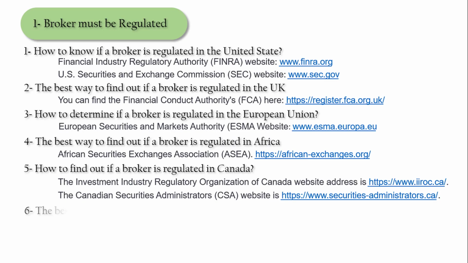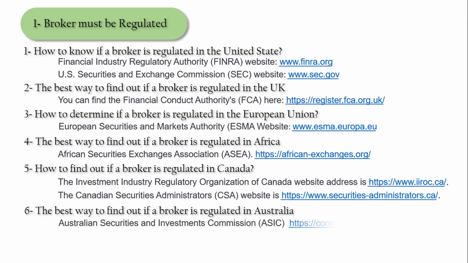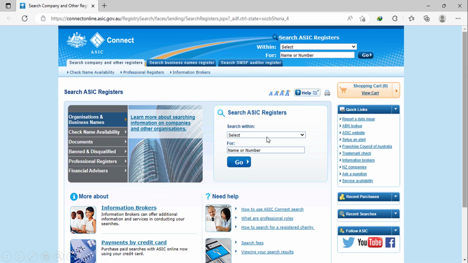6. The best way to find out if a broker is regulated in Australia is to check the Australian Securities and Investments Commission (ASIC). The ASIC regulates all financial services companies in Australia and provides a searchable online register which you can use to check if a particular broker is regulated. You can find the ASIC register website here. After you open the ASIC website, this page will open. So here in the search options, you can search by name or by registry number.